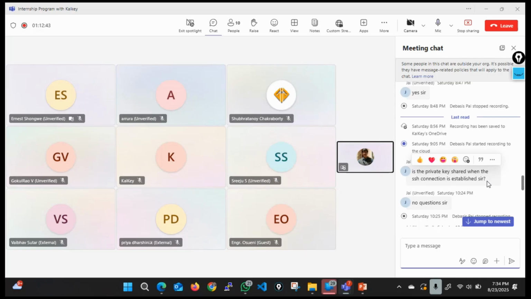Without the private or the public key, you will not be able to connect to your EC2 instance or on the cloud. But we will discuss that when we come to the cloud discussion. Is that fine?